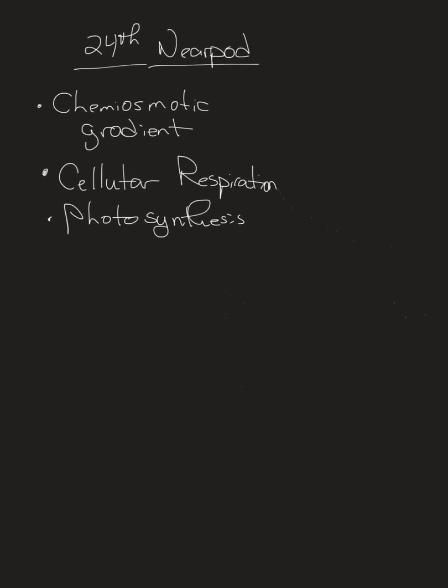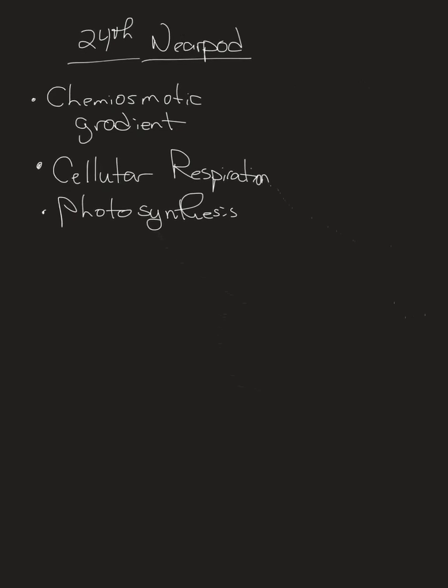How is the chemiosmotic gradient used in cellular respiration and photosynthesis? And the key is, how do we make ATP? You saw that in the Nearpod, so we're going to talk about it today in detail. So, ATP. This is the key.